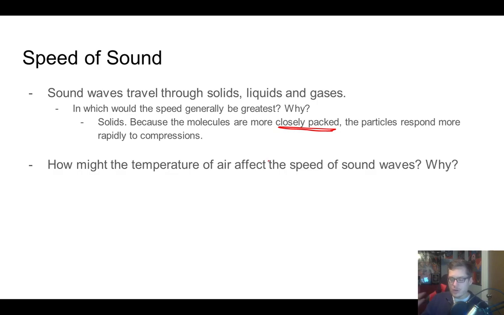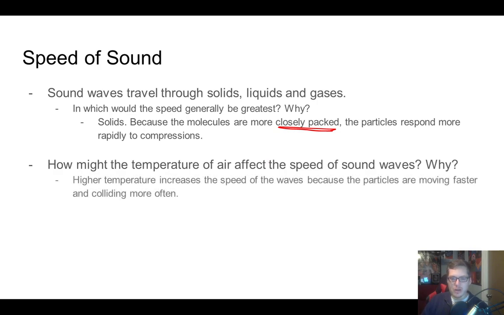We could go into depth with the mathematics and maybe some experimentation to figure out which one affects it more, but we're just going to jump to the chase here. The fact of the matter is that the higher temperature increases the speed of the waves because the particles are moving faster and colliding more often. It actually turns out that the higher temperature makes more of a difference than that slight change in density.